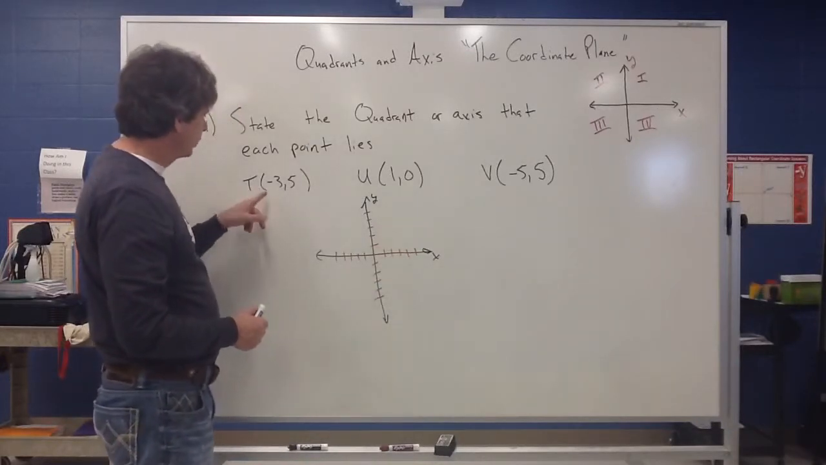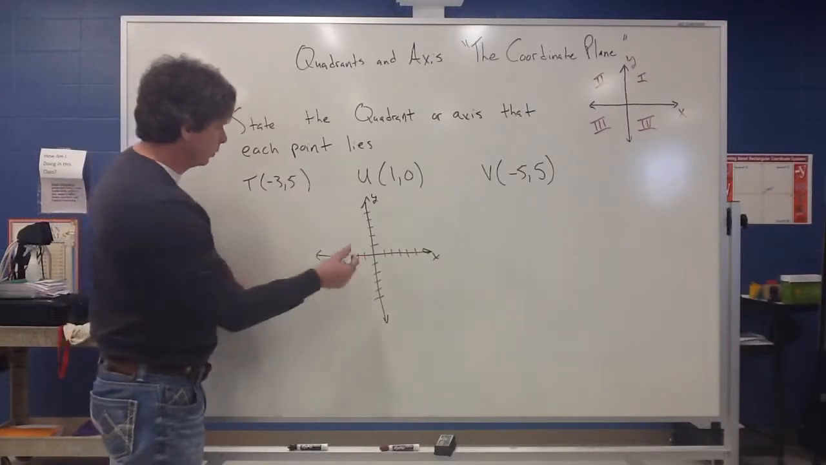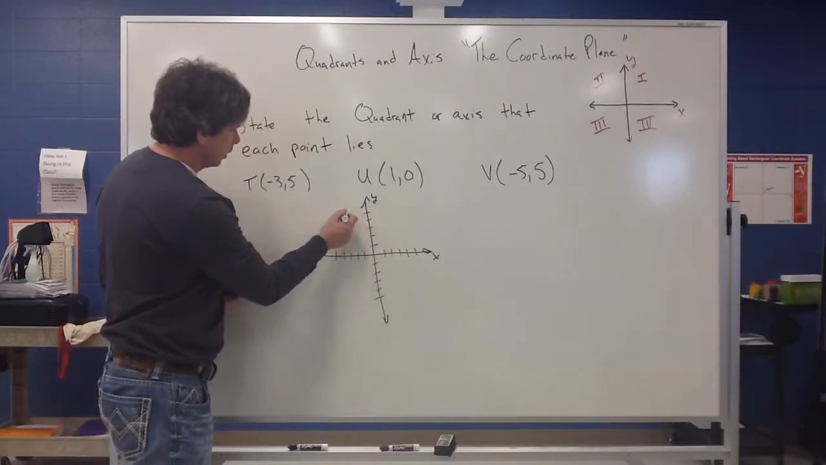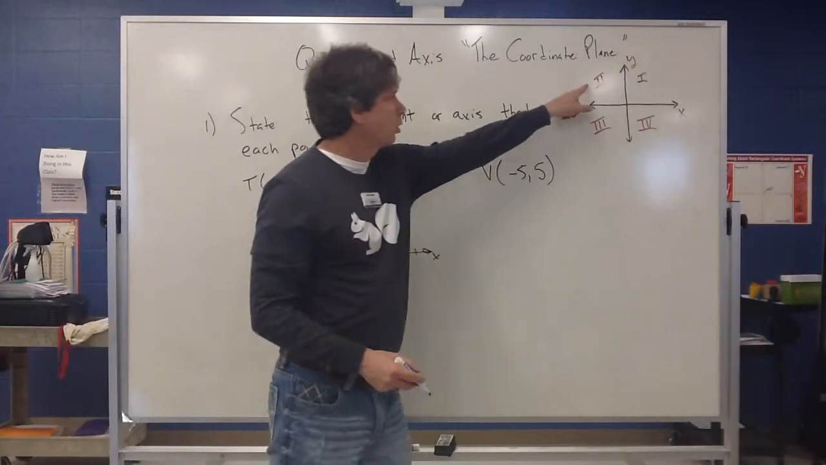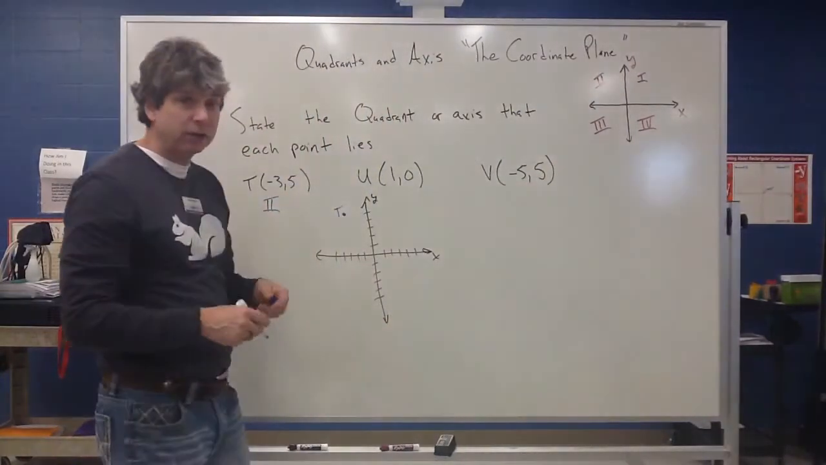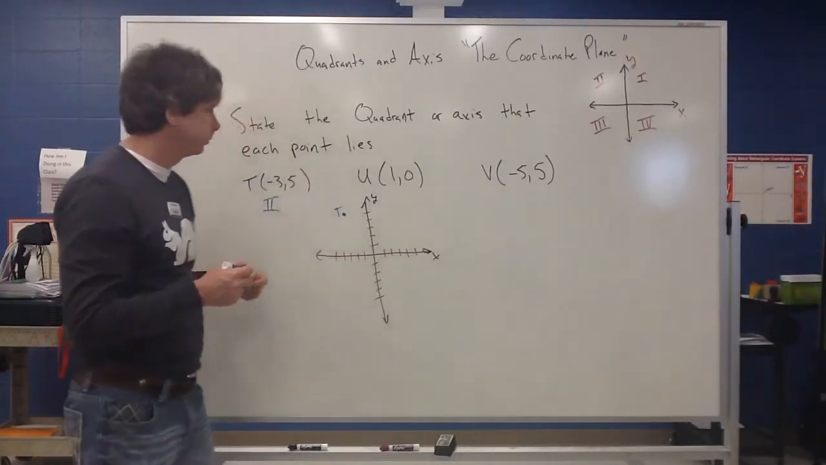So point T tells me to start at the origin, go left 3, and up 5. So from here, 1, 2, 3, 1, 2, 3, 4, 5. Point T tells me that I'm in quadrant 2. And you actually have to use Roman numerals here. Don't put the number 2. Use the Roman numeral 2 for that. That's what they're looking for.